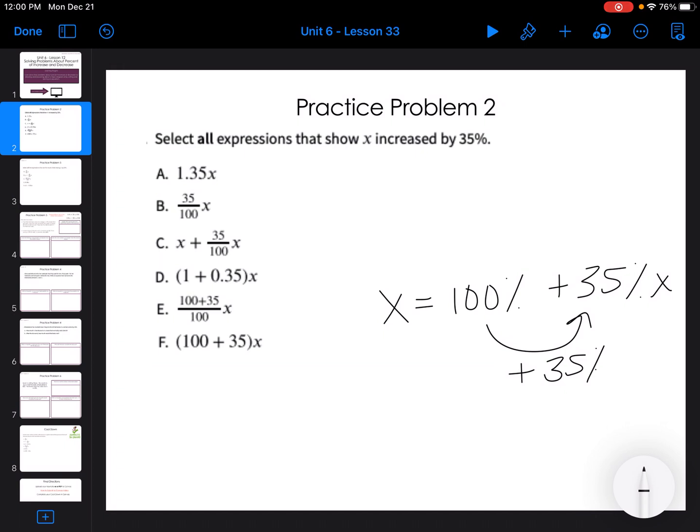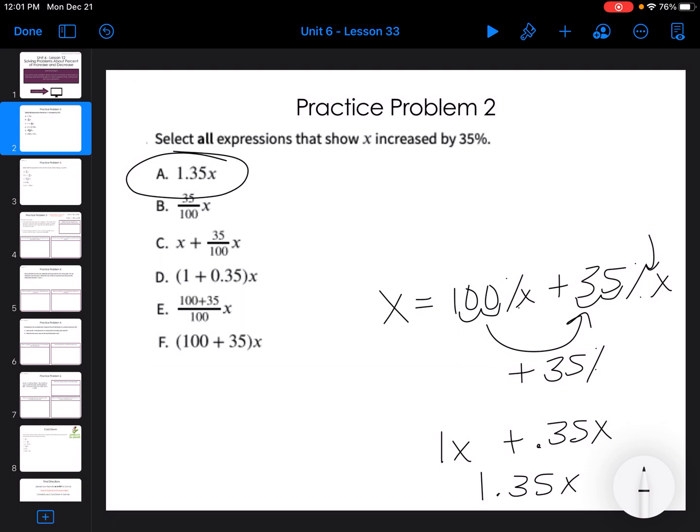So I have 100% and 35% of x. Of tells me to multiply. So it's 100% times x and then 35% times x. Now, if I want to change a percent to a decimal, I move that decimal 2 places to the left. So that's 1x plus 0.35x. So I can get 1.35x. So that would be A.